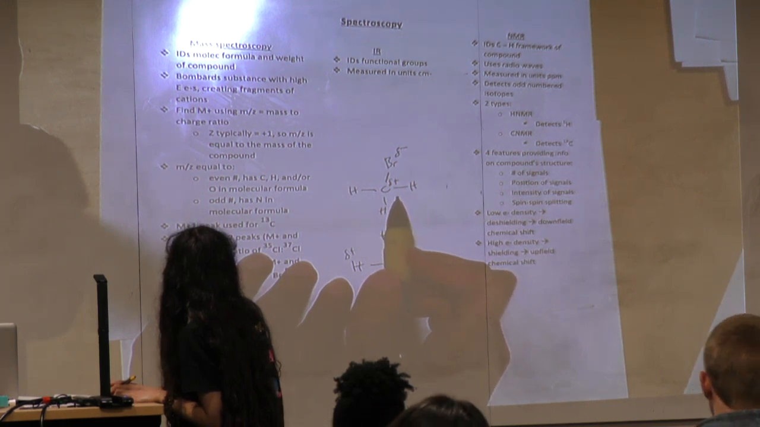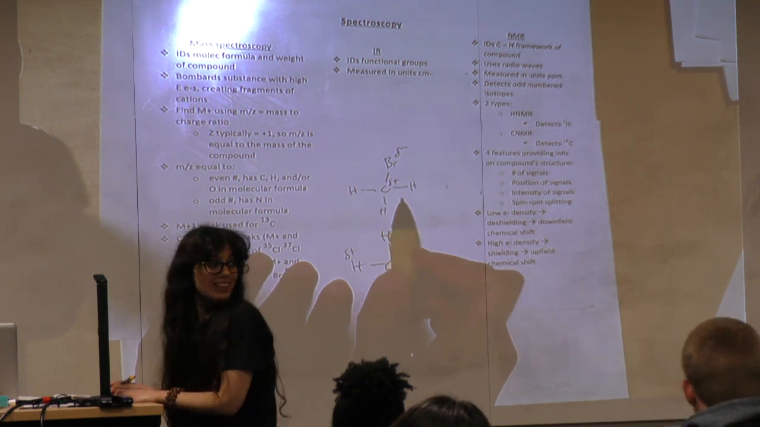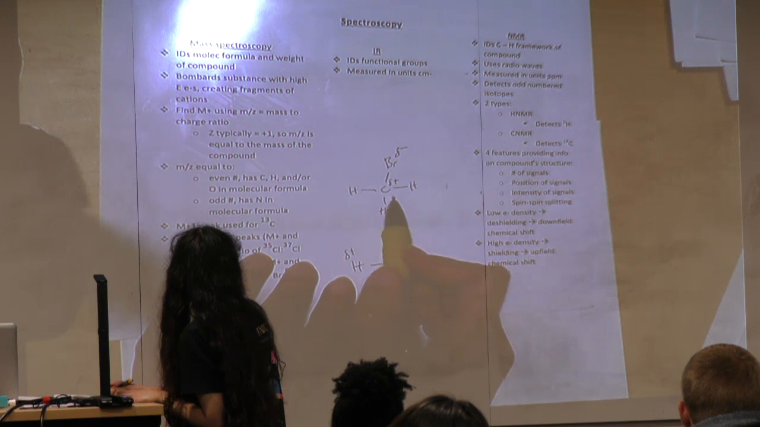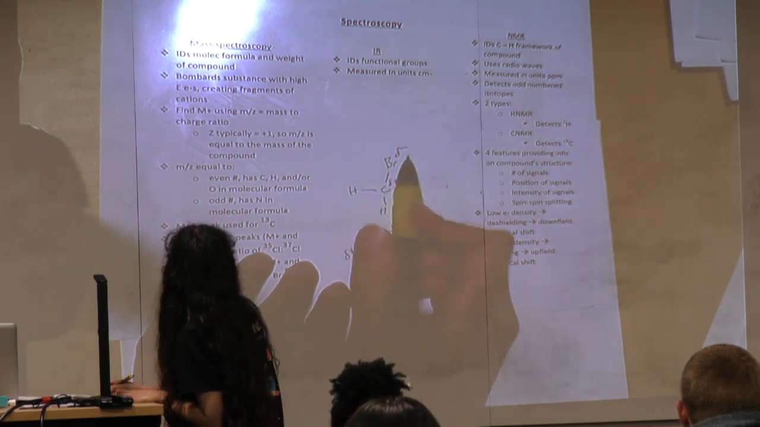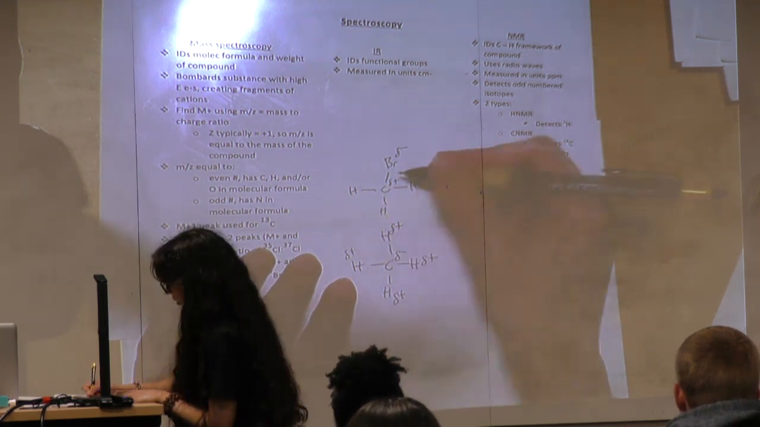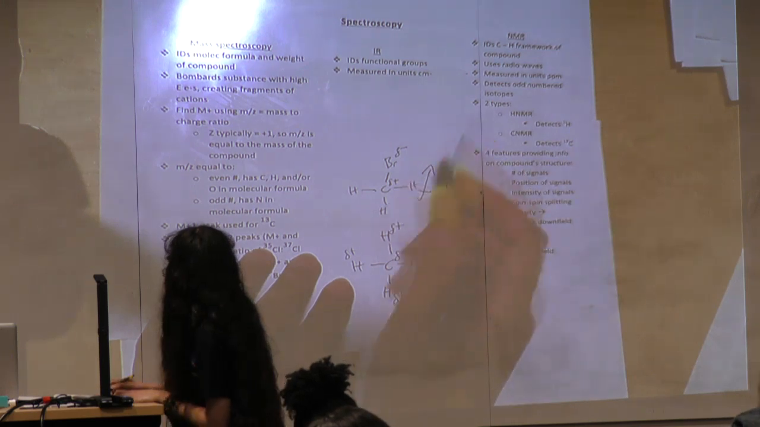De-shielded? Which one? De-shielded carbon. Yeah, exactly. So this is de-shielded because the bromine is pulling it away from the center. It's pulling those electrons away from the center. We have our dipole moment going that way.